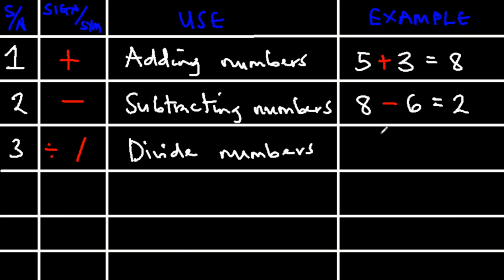For example, let's say we want to operate 20 divided by 10. We can write it like this: 20 divided by 10, or 20 divided by 10.